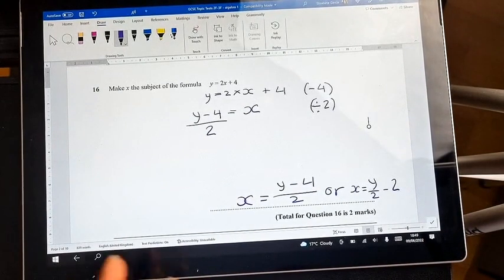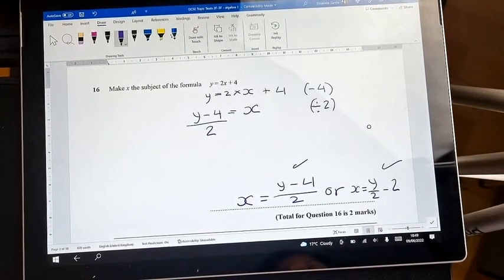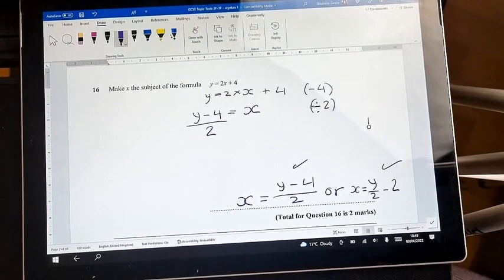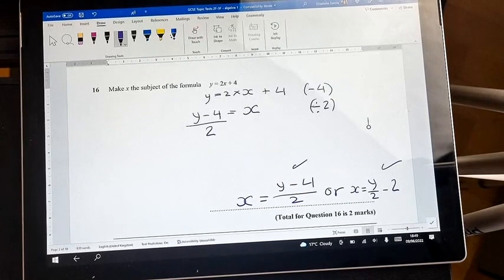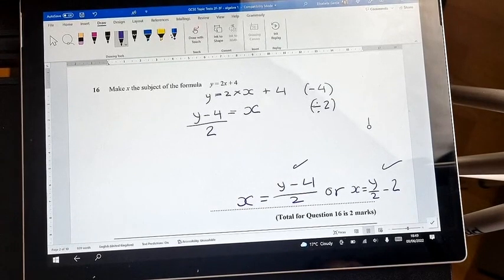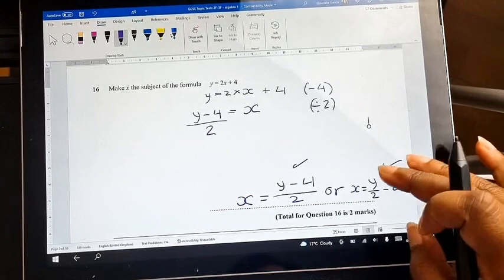Some people ask, oh, can it be one or the other? Yes, they're both correct. Okay, any questions on this one? Would you be able to do it? Type in the comments yes or no. So we have kind of gauged how many of you feel confident with this type of questions. How many of you feel confident with this type of questions? If you're confident, we can move on. Those are both higher and foundation.